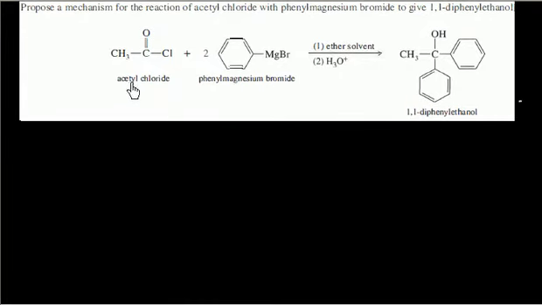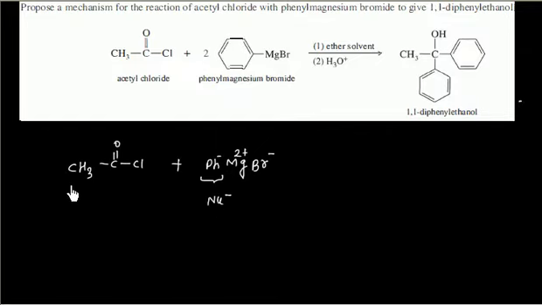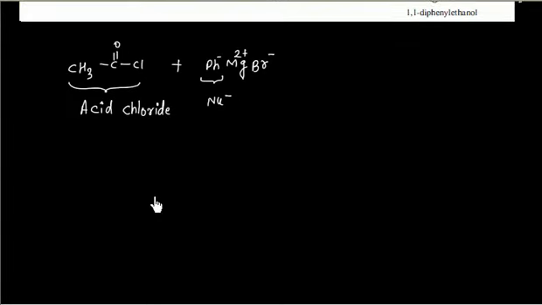Now the mechanism is very simple in this case. We have acid chloride, CH3COCl, and we have PhMgBr, that is Ph minus, MgBr, Mg2 plus, Br minus. Now Ph minus will act as a nucleophile and attack will happen on acid chloride. So now the product is very simple to write.